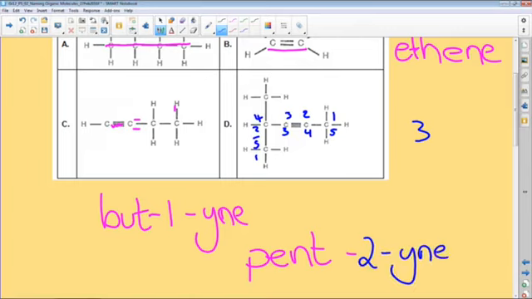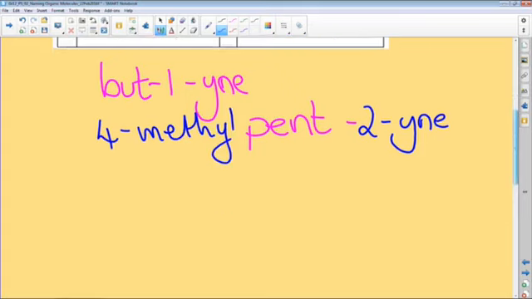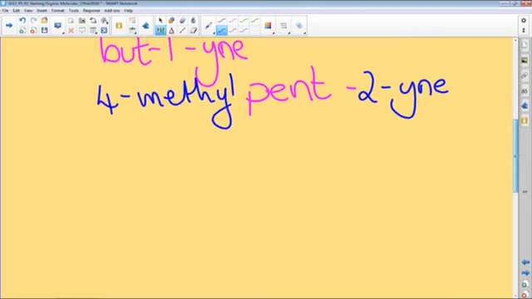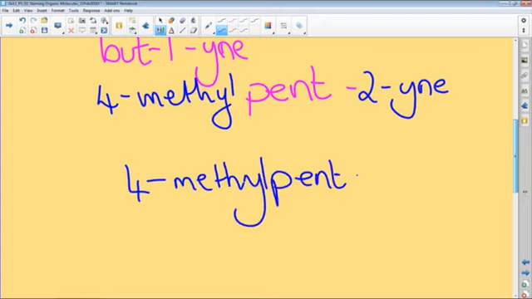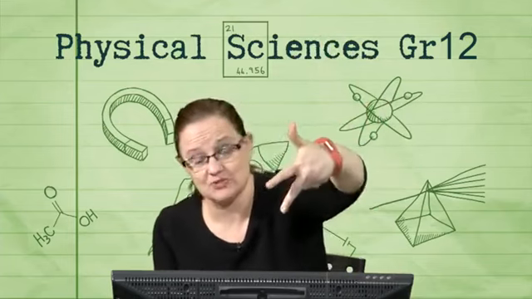But we're not done because we have a methyl group. Now I'm numbering from right to left, so I'm going 1, 2, 3, 4. That methyl group sits on 4. So we know that it's 4-methyl. Now this was just me getting the name together, and I'm going to write it nice and neatly so that you know exactly what it should look like. So we have 4-methyl, this is all one word, pent-2-yne. Grade 12s, it must be one word, must have numbers, must have dashes between the numbers.